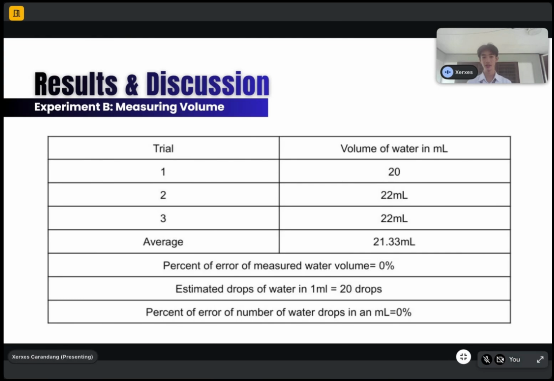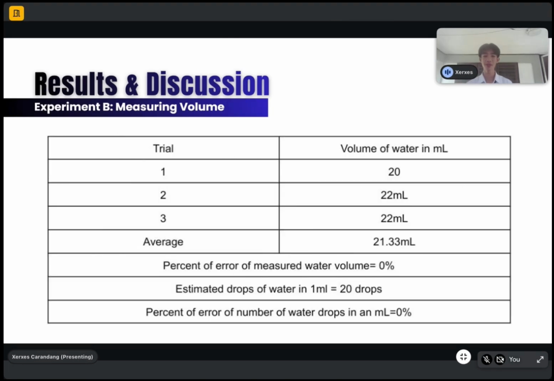Experiment B, measuring volume. We measured water using a graduated cylinder in 3 trials, then counted the number of drops needed to make 1 ml. Percent error was computed using the accepted values. In the table, trial 1 showed 20 ml volume of water. In trial 2, we got 22 ml. Same goes for trial 3. So the average was 21.33 ml. Percent error of measured water volume is equal to 0%. Estimated drops of water in 1 ml is equal to 20 drops. Percent error of number of water drops in an ml is equal to 0%.